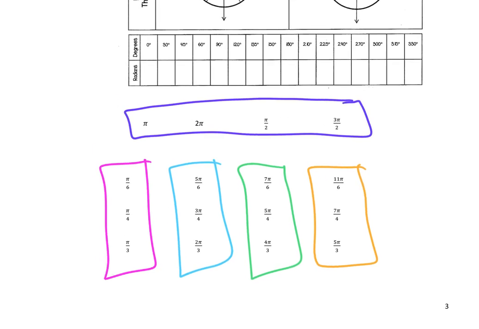Notice the purple, that first set, those are our quadrantal angles. Our quadrantal angles, that's our 0, 90, 180, 270, 360. If you notice, all of those are either a pi or a pi over 2. So that kind of gives you a hint about those being special, right? If you're seeing something with pi's or pi over 2, it's quadrantal, okay?